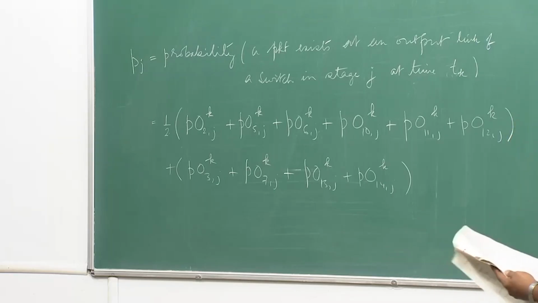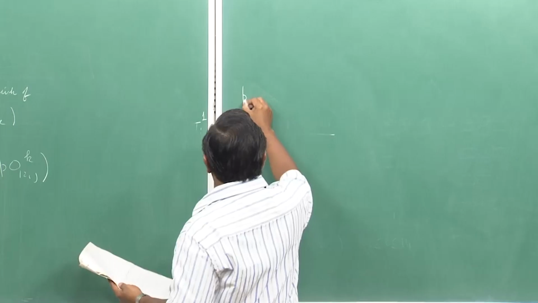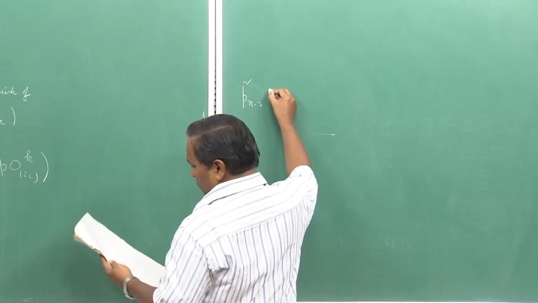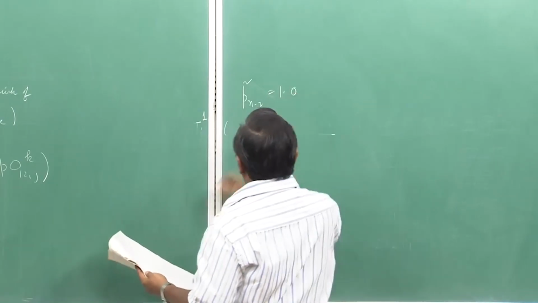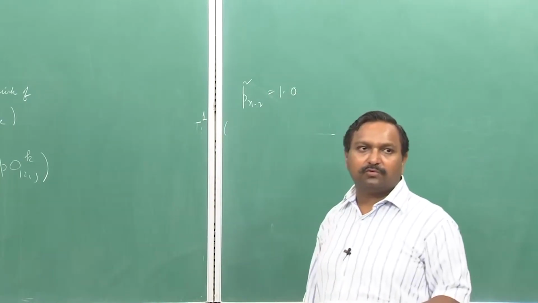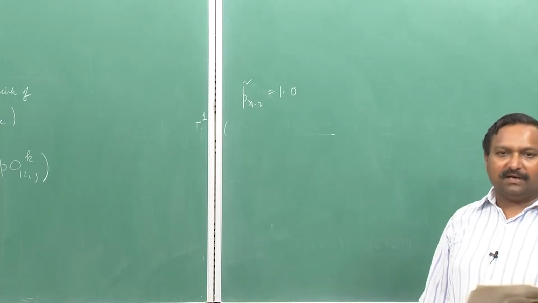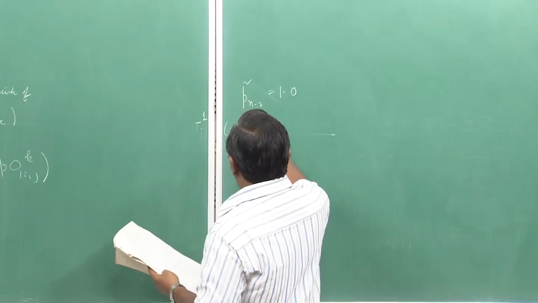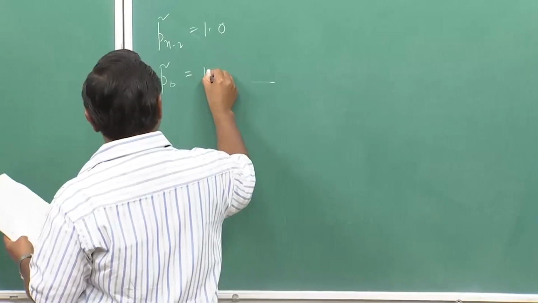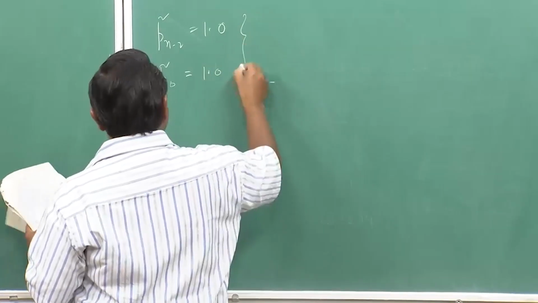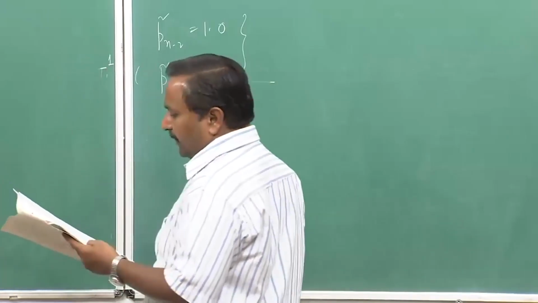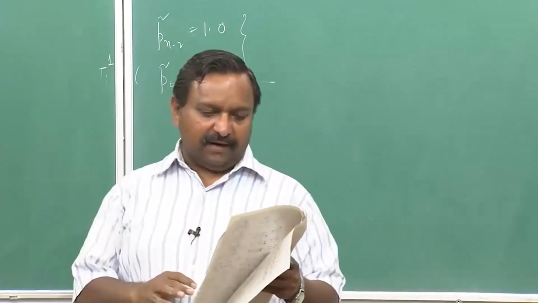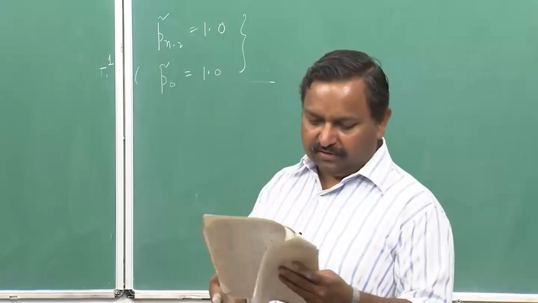Our boundary conditions will be P n minus 2 tilde equal to 1.0, meaning the packet is immediately emptied the moment it goes to the output link of the n minus second stage switch. Arrival is a maximum loading condition, so a packet is always available. These two have to be used, and initially you assume that there are no packets anywhere, 0 packets in the network.